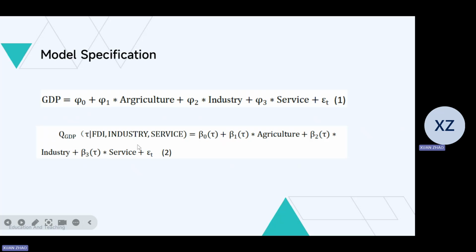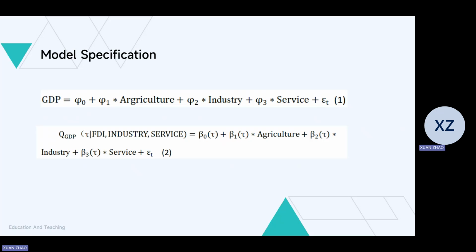And then I will introduce the model used in this research. This study first examines the relationship between the agriculture, industry, service, and the GDP using the OLS model, and the model is expressed as Equation 1. Furthermore, this study uses the 0.25, 0.5, and 0.75 quantile regression models to examine the difference in factors affecting GDP growth rates at different growth stages.